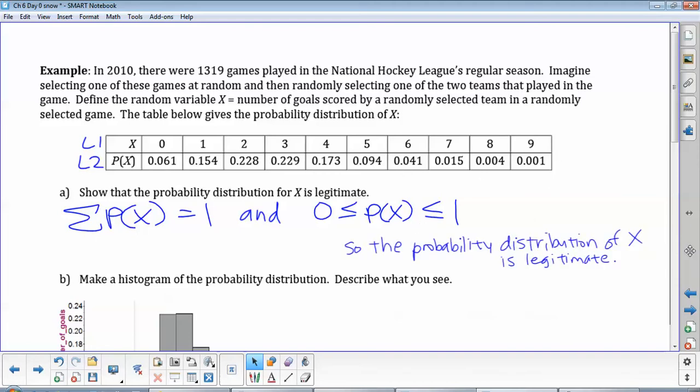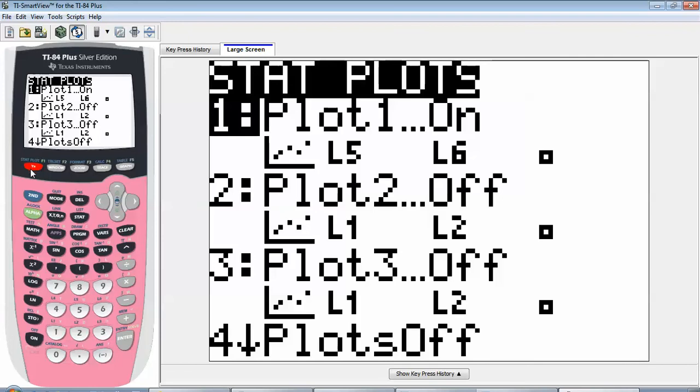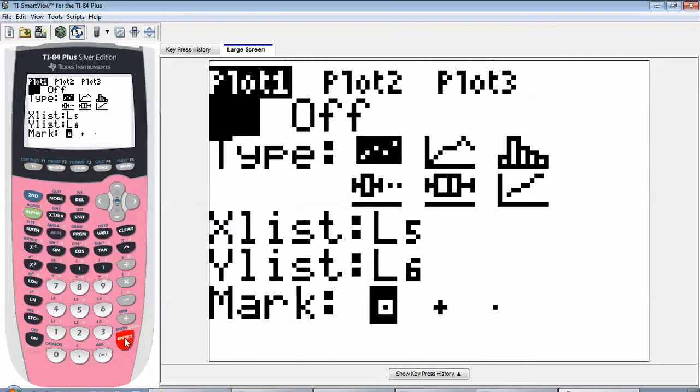Now for part B, I've already given you a picture of the histogram, but just to remind you how this works, if you look on your calculator, and now hopefully you have these numbers in your calculator, the way you do a histogram is you go to stat plot, so second Y equals, and I'm going to choose to create a histogram using the values that I have in L1.